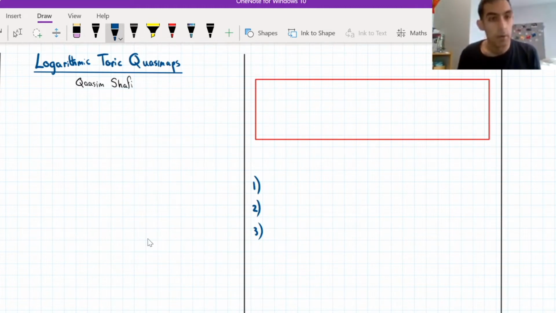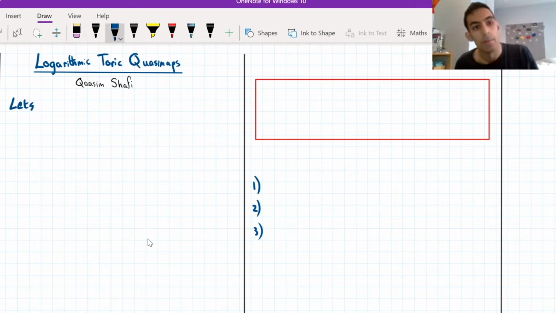So yeah, this is about some work for my thesis. Okay, so let's talk. What we're going to do is start by thinking about just curves in projective space.